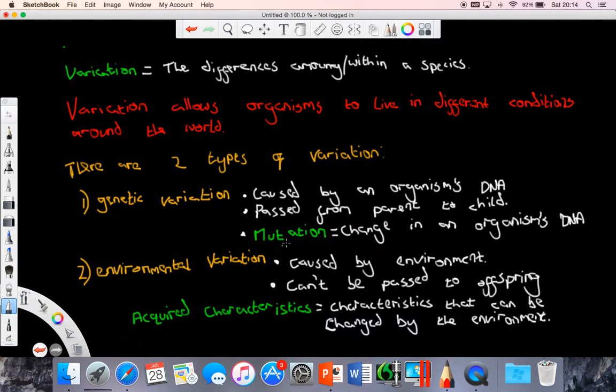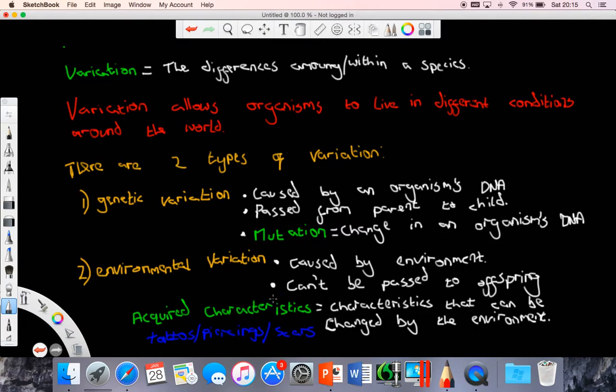Okay, so environmental variation is caused by the environment, and it can't be passed on to offspring. These are known as acquired characteristics. Things like these could be, for example, tattoos. We could have piercings. We could have scars. We could have dyed hair and so on and so forth. None of these things can be passed on to offspring. Okay?